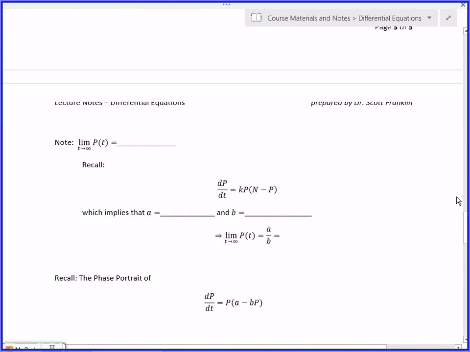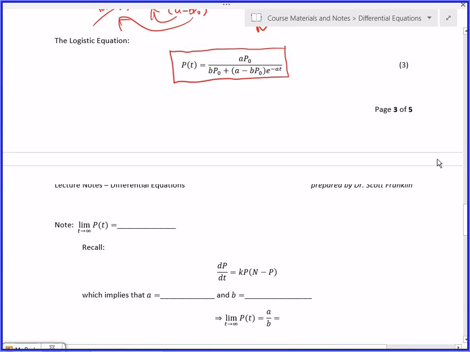Okay, we're going to answer a few more questions about these in just a second, but I'm going to scroll down here and ask you what we typically always ask once we get a solution: what happens in the long term? What is the long-term behavior of this solution? So, take this guy right here, A P naught divided by B P naught plus A minus B P naught e to the minus AT. Let's take the limit as t goes to infinity. There's no t on top. The only t on bottom is right here. So what happens to e to the minus AT, assuming A is positive, by the way, as t goes to infinity?